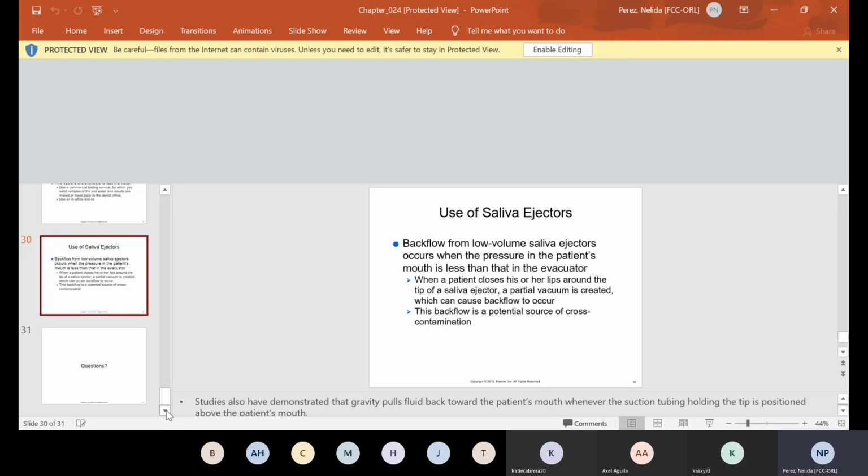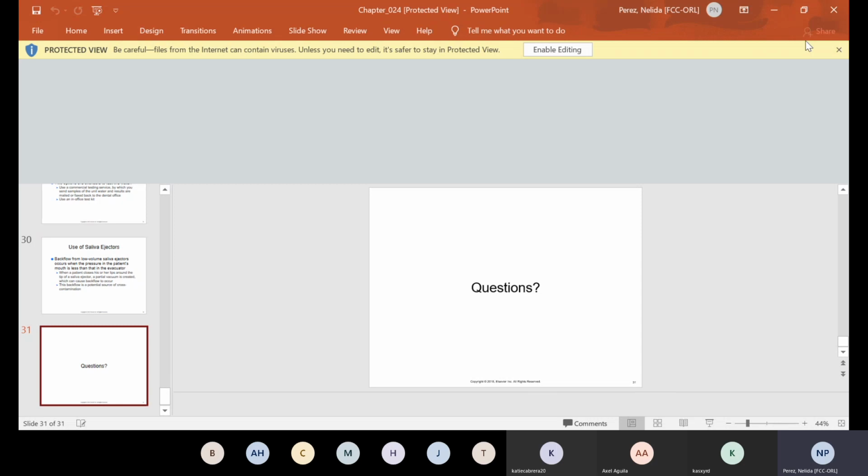It is your own saliva. So eventually, when we get into the lab, you will be doing all these hands-on, but I always want you guys to know why we are doing it. Okay, any questions with this chapter now?